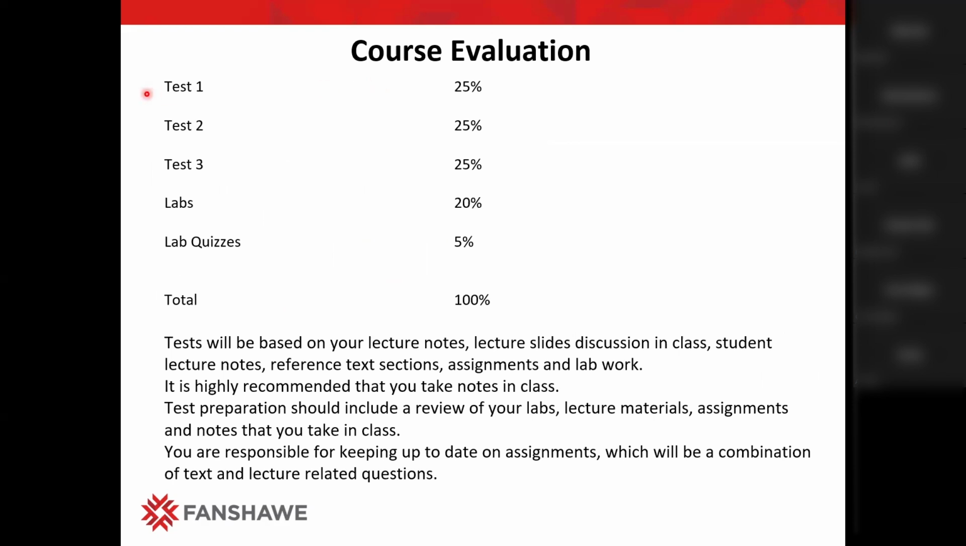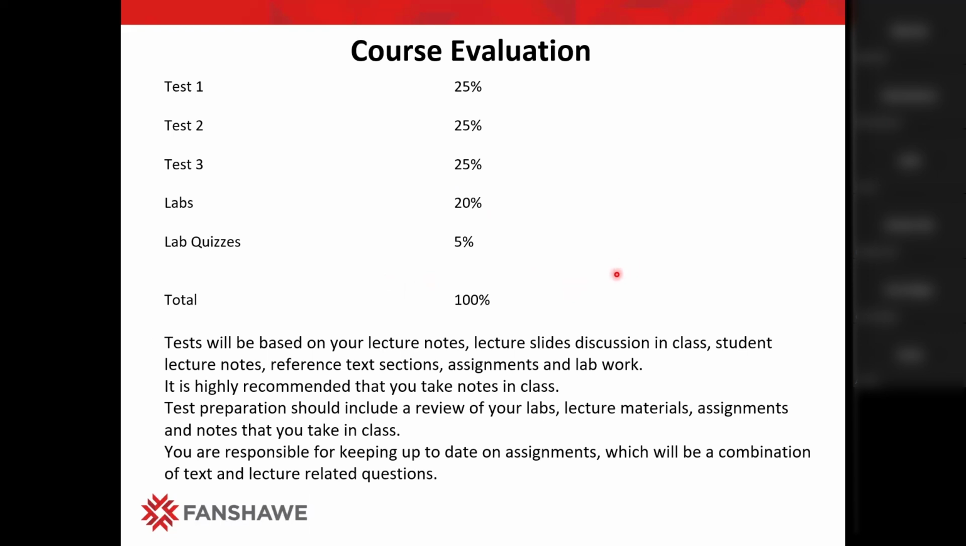Course evaluation. Here is the weight distribution of the marks. Test 1 is worth 25% of the whole course. Tests 2 and 3 as well, so altogether 75% of the course is the tests. Labs are worth 20% of the course, but they have to be done. And lab quizzes are worth 5% altogether. If you add that up, it comes to 100%.